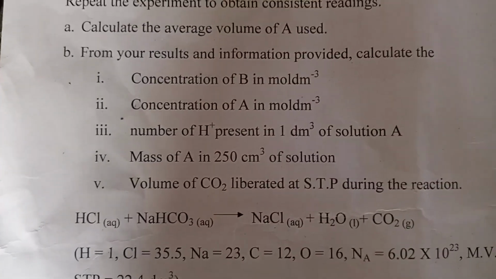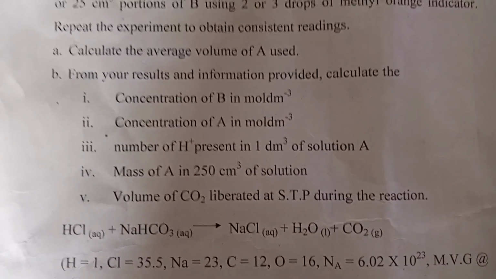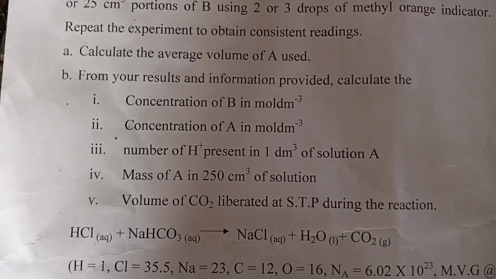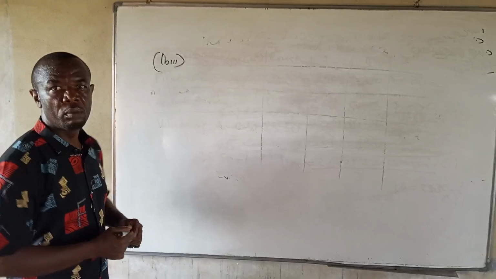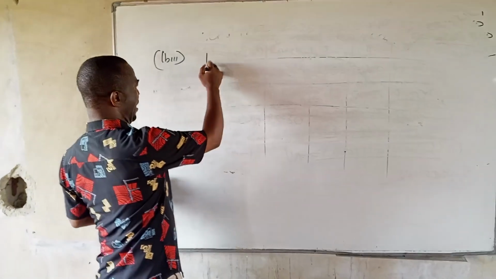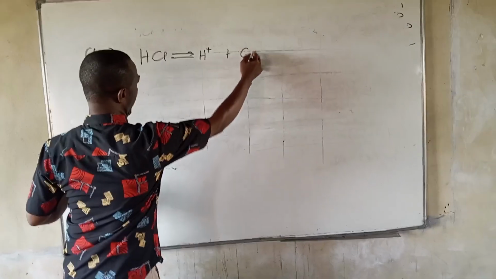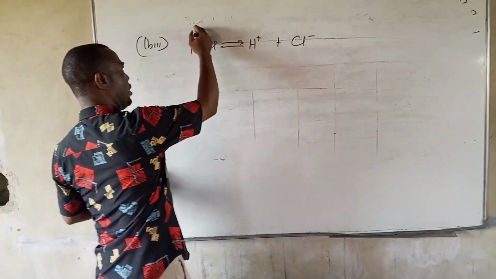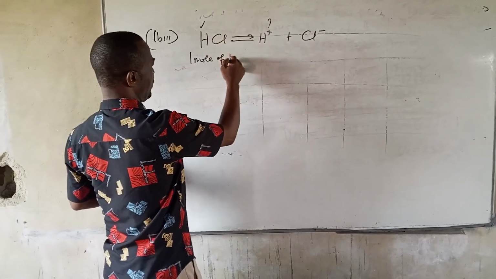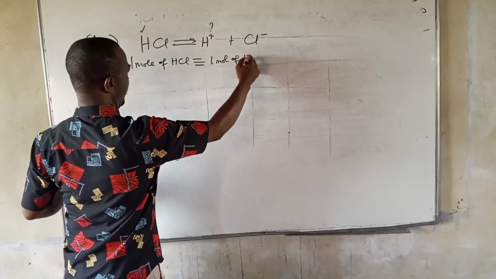Question B(iii) says, number of hydrogen ions present in 1 dm cube of solution A. Solution A is HCl. So to solve this problem, you have to ionize HCl so you can bring out the hydrogen ion. Connect the acid to the hydrogen ion. 1 mole of HCl produces 1 mole of hydrogen ion.